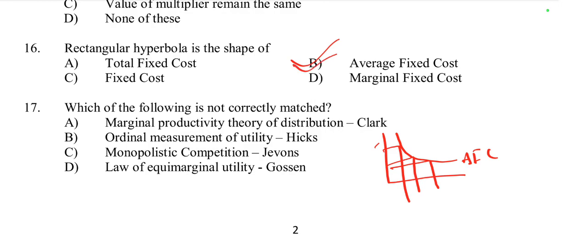So TFC, the shape of total fixed cost: fixed cost is fixed for all units, but average fixed cost is a rectangular hyperbola.